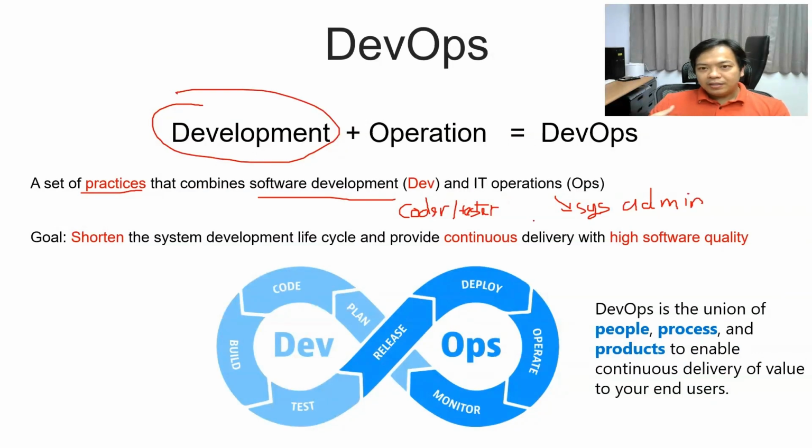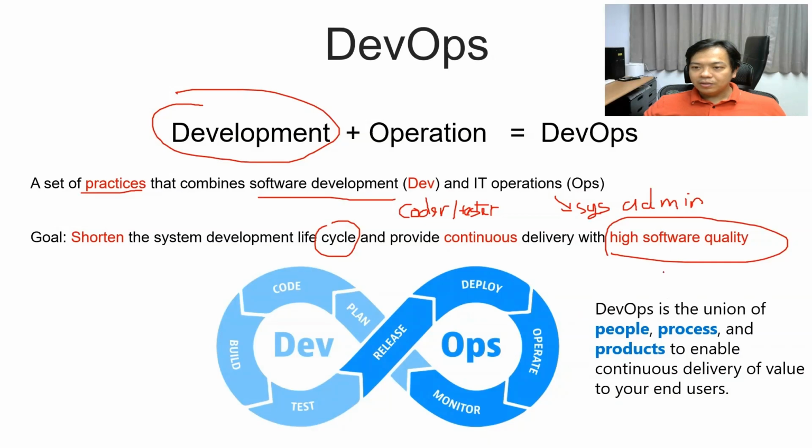So when we combine this together, we make the software development like a circle, in one life cycle like this. So we can help to shorten the development life cycle and save time, and we can help to develop very good software, or high quality software.